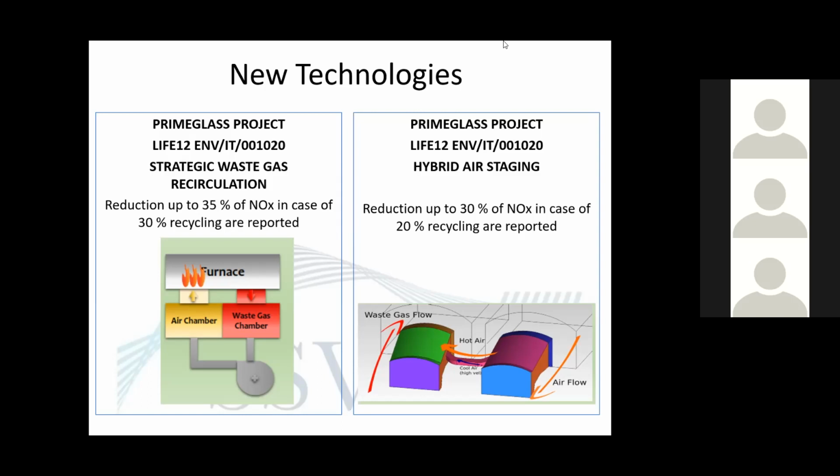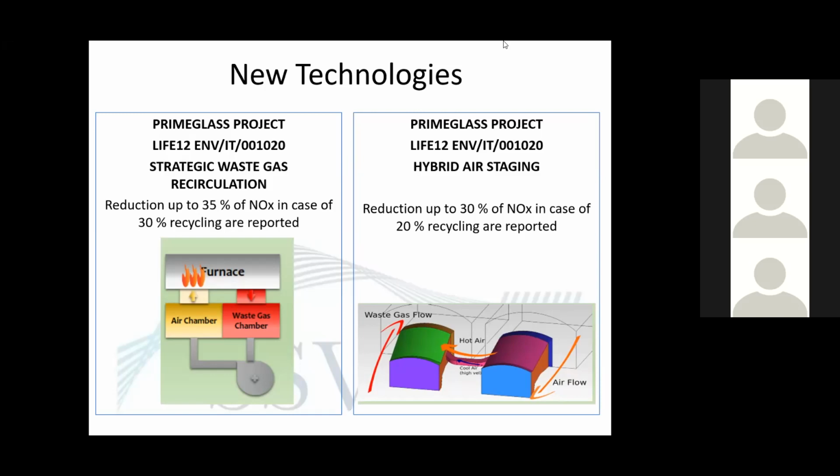This project investigates two aspects of gas recirculation. One is waste gas recirculation. At the bottom of the regenerators, a small part of the flue gas is reintroduced in the air chamber, and this allows a reduction of the NOx by 35%.